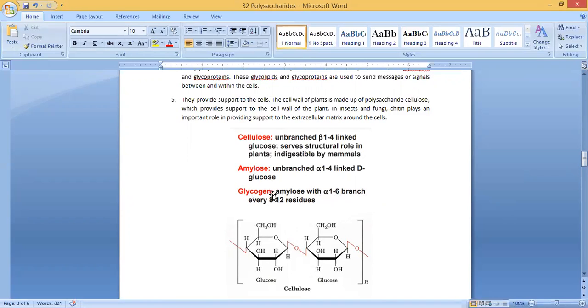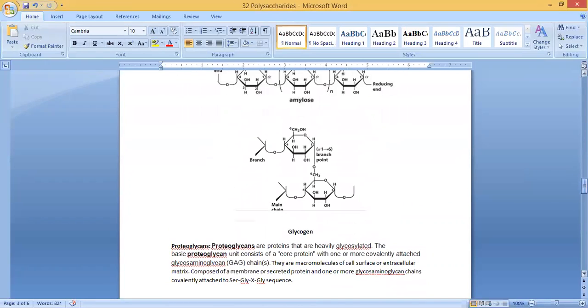Okay, so amylose is an unbranched structure, while glycogen has branches at every 8 to 12 residues, and the bonds between the branch points are alpha 1,4. So this is the structure of the glycogen. Okay, the alpha 1,6 glycosidic bond is here.